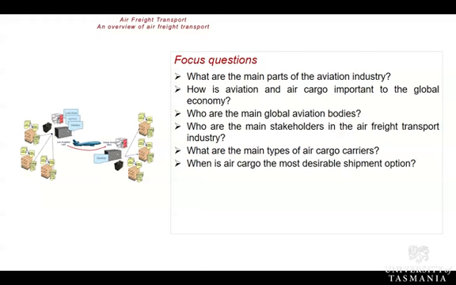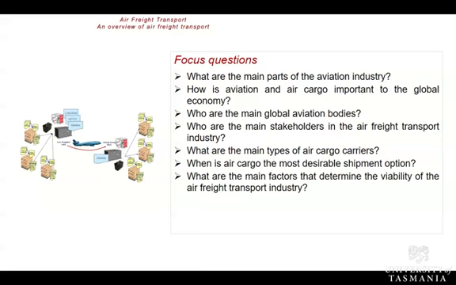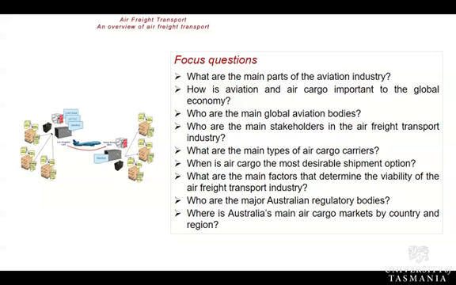When is air cargo the most desirable shipment option? What are the main factors that determine the viability of the air freight transport industry? And who are the main Australian regulatory bodies? And where are Australia's main air cargo markets, by country and by region?